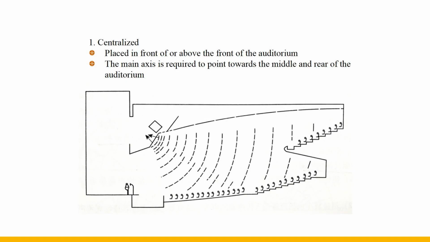This diagram shows the centralized arrangement of the speakers. Arrange the loudspeaker in front of or above the auditorium, that is, on the upper part or both sides of the proscenium, and the main axis of the loudspeaker needs to point to the middle and rear of the auditorium. The advantages are good sense of direction, constant sound and image, strong direct sound intensity, and high definition. This method is often used in places such as theaters, auditoriums, and gymnasiums.